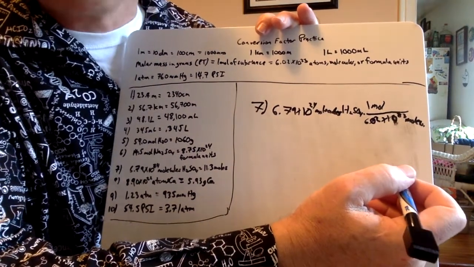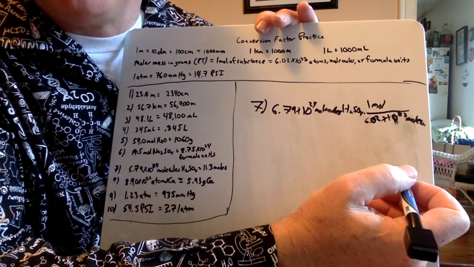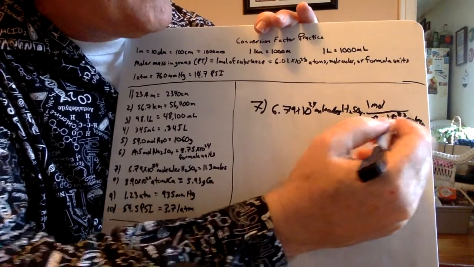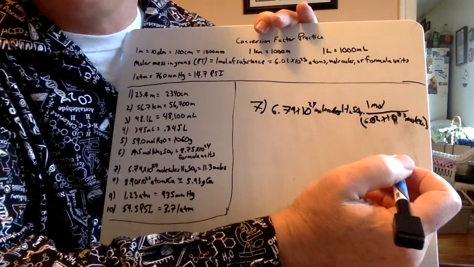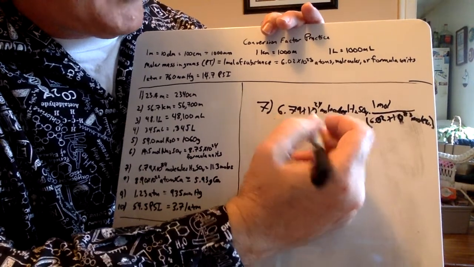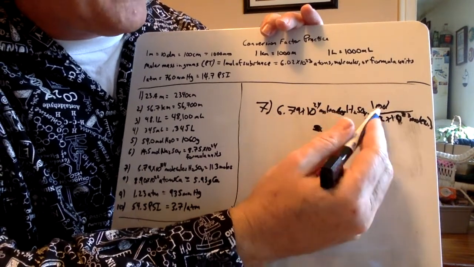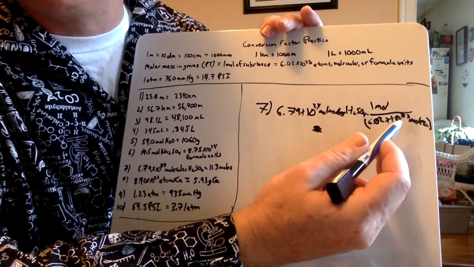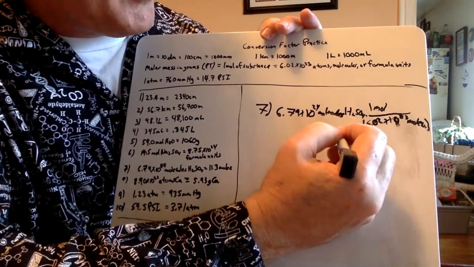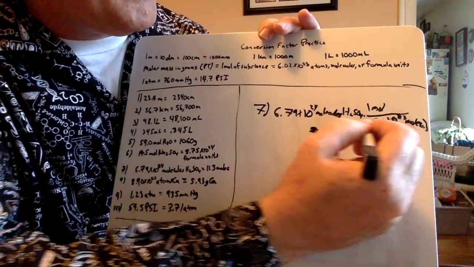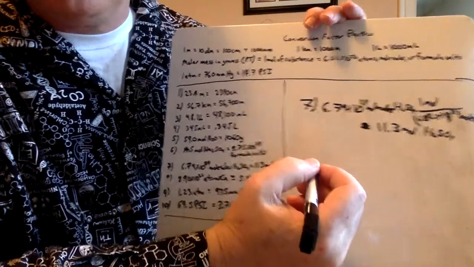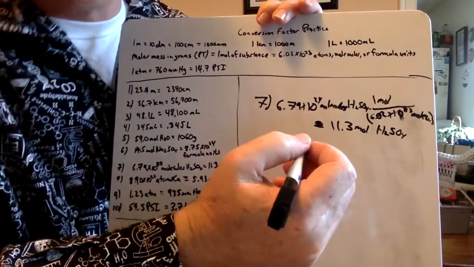Now, key here is that if you are dividing by something with scientific notation, you have to put that in parentheses. So then your final answer, if you take 6.79 times 10 to the 24th times 1 and divide by 6.02 times 10 to the 23rd in parentheses, you're going to get 11.3 moles of H2SO4. Okay, put that where you can see it.